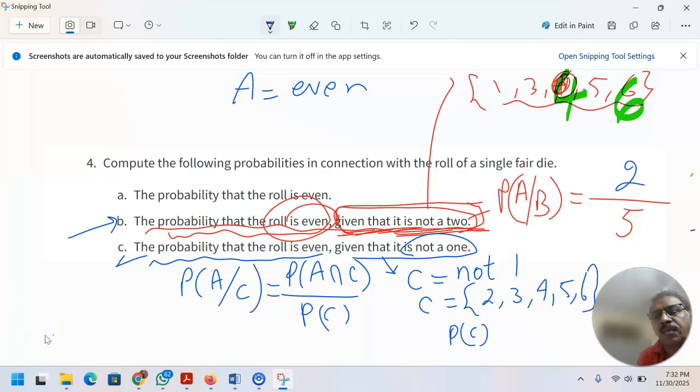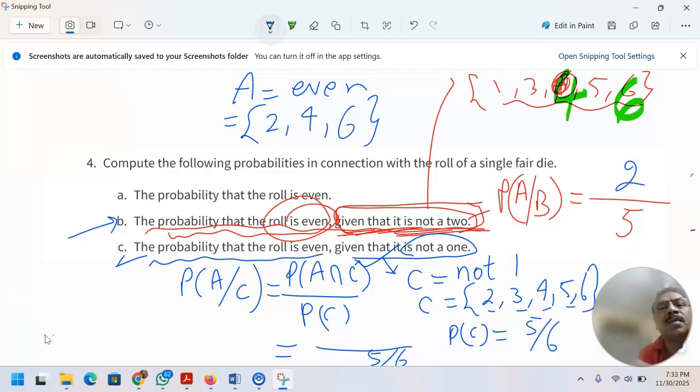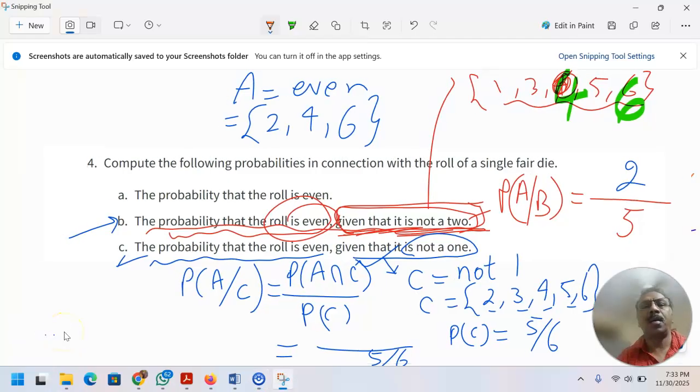Now, the probability of C, you can see there are five of them, so 5 out of 6. That's the thing. But what about this piece? So the down portion will be 5 out of 6, and then A and C. So how many are even as well as not one? Now remember, even is 2, 4, and 6. So which are the ones which are even, and they should not be one also? And you can see. Okay, I think I made a mistake here. This should be not one means this should be two. So this is just wanted to make sure. But okay, I'm sorry for that.